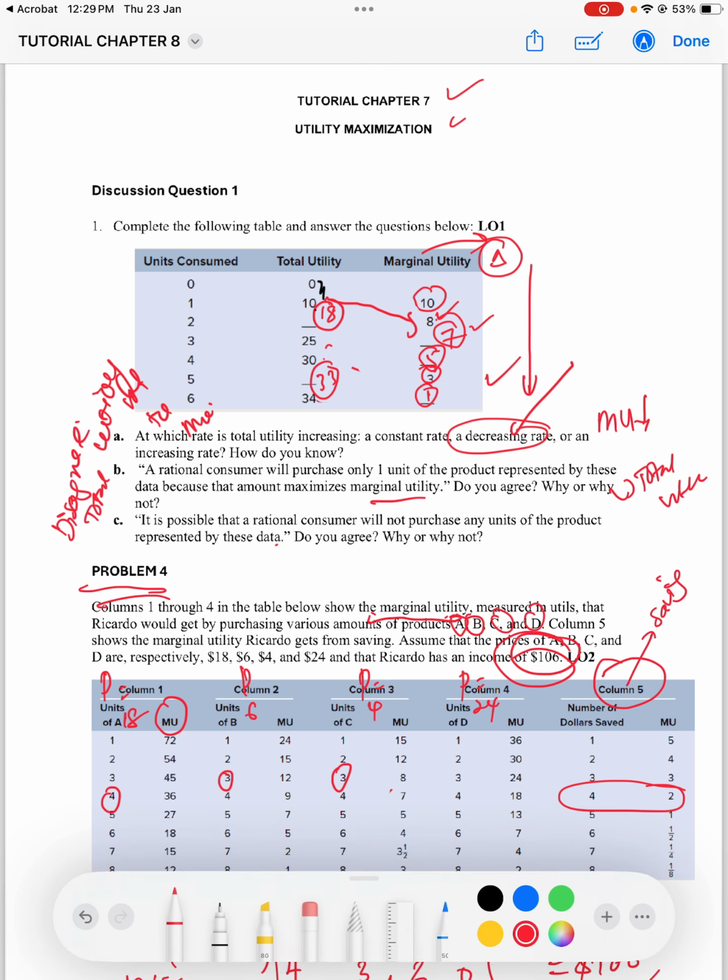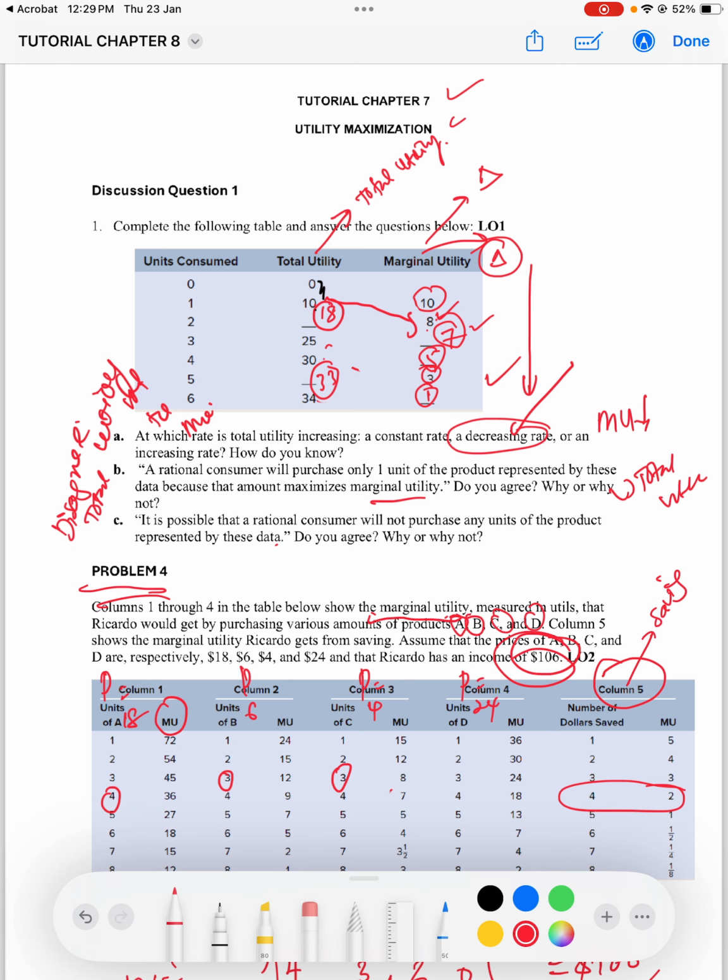What is the value? 10 plus 8 equals 18. 18 plus y comes to 25. This is more or less about the calculation. This one is total utility, and marginal utility is the change. The change of the total utility, meaning that you have to subtract.